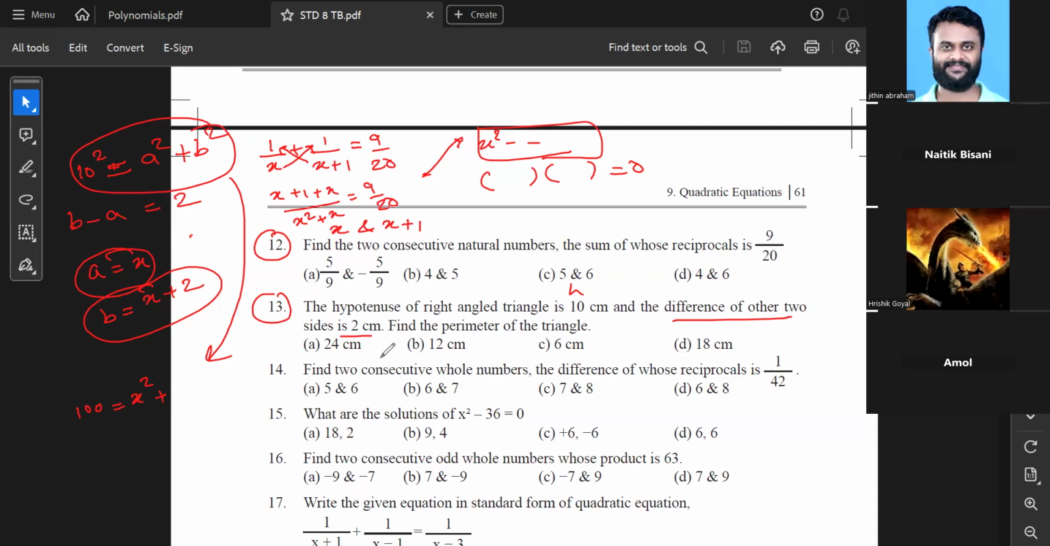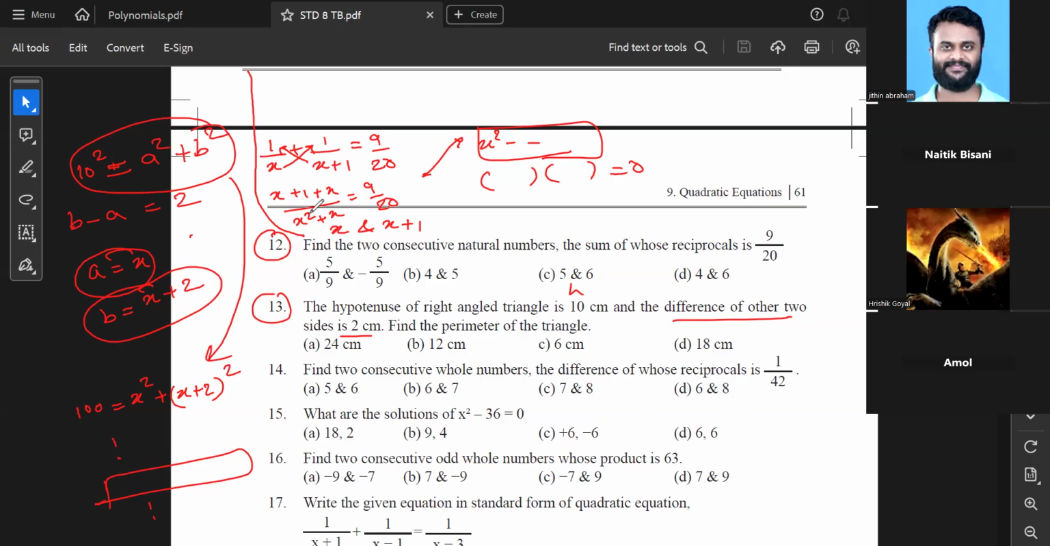Okay, sir. Okay? Yeah. So instead of a square, I'll write x square, and instead of b square, I'll write x plus 2 the whole square. So when you solve this, it's pretty clear that you're going to get a quadratic equation. And once you get a quadratic equation, then you have to solve further and find the factors. I hope it's clear. If you have any doubt, you can ask me.